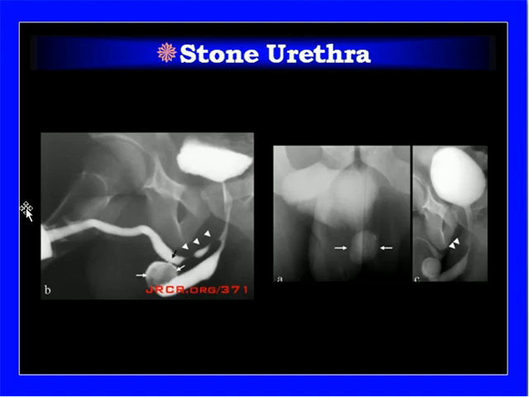This is a large urethral stone. You can see the urethra has made two channels, the one with small arrows, and the large arrow shows a large filling defect into the other false urethra where a stone is present.